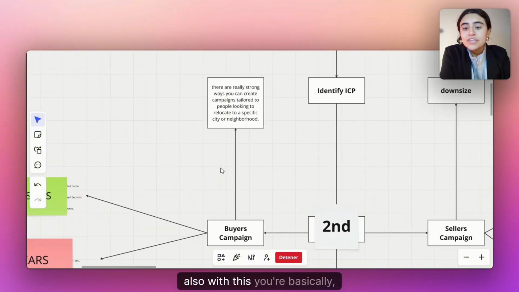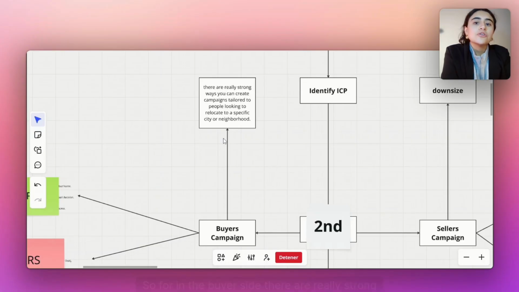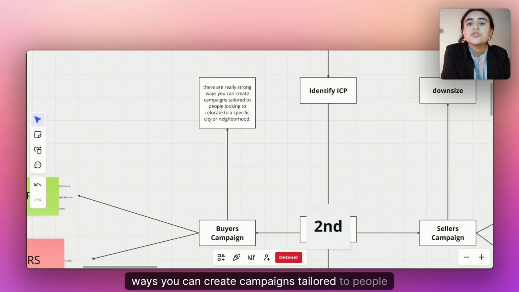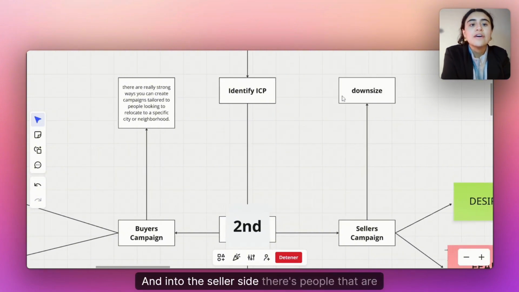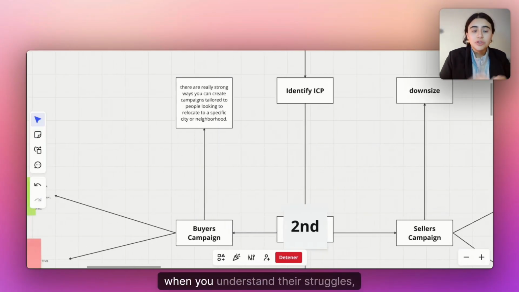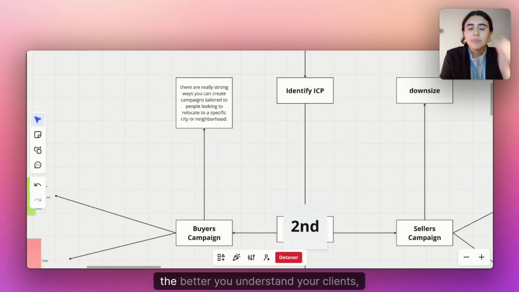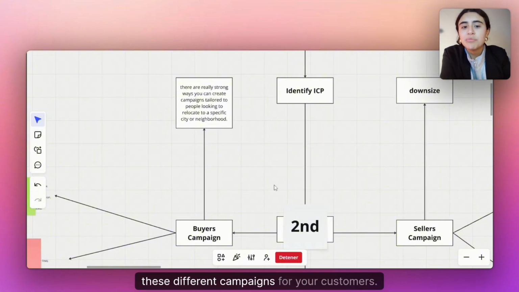Also with this, if you're a realtor, you are more likely to serve buyers or sellers, right? On the buyer side, there are really strong ways you can create campaigns tailored to people looking to relocate to a specific city or neighborhood. And on the seller side, there are people that are looking to downsize. When you understand their struggles, you can target your audience in a better way. For example, in the YouTube ad segmentation, you can put people that want to downsize or people that are relocating. The better you understand your client, the better you can segment and target these different campaigns for your customers.